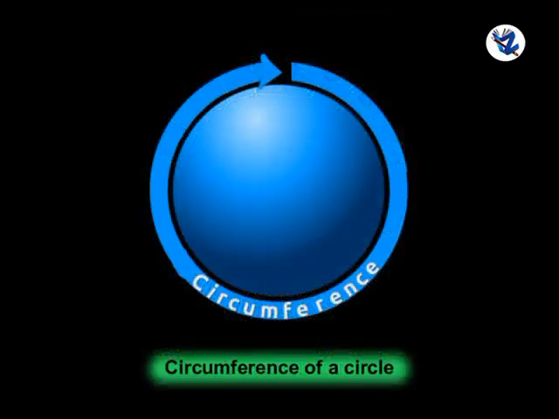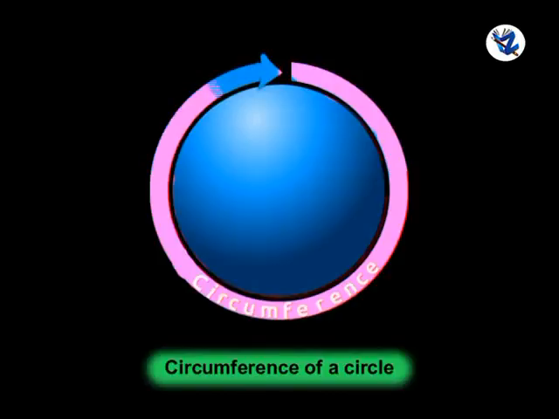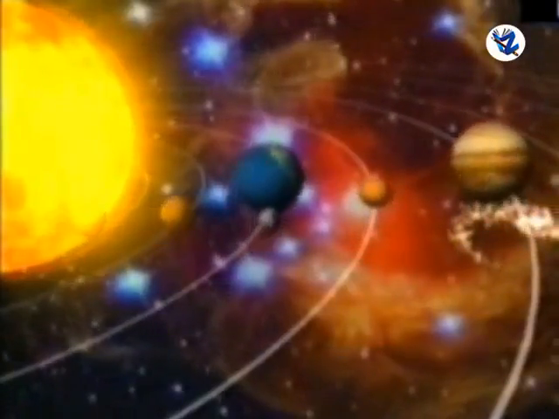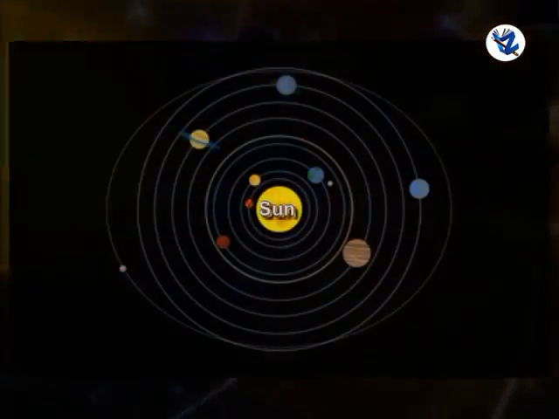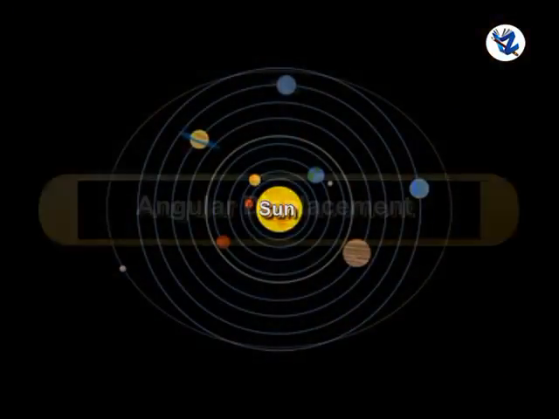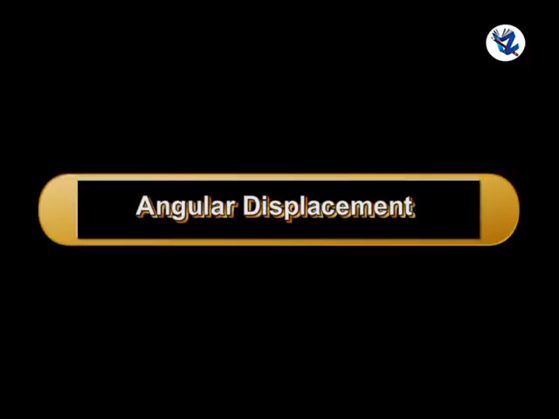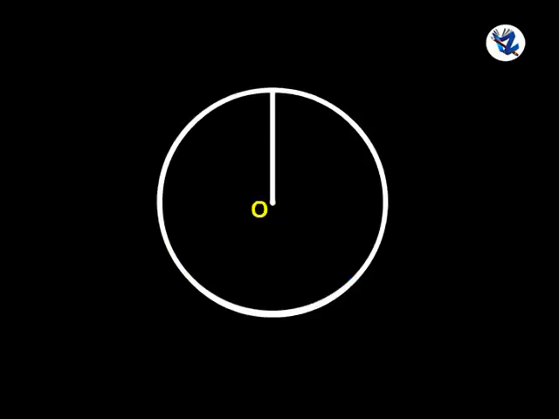So in circular motion, the particle revolves along the circumference of a circle. A common example is the motion of Earth and other planets around the Sun. Then angular displacement. Here we can see a particle performing uniform circular motion along the circumference of a circle with center O and radius R. It is moving in an anti-clockwise sense.